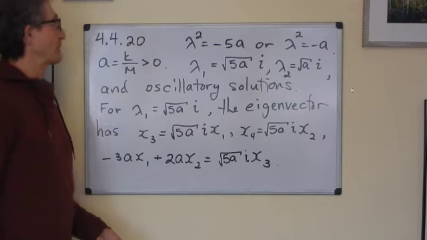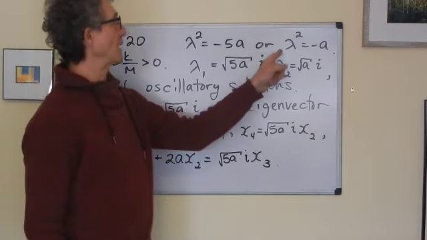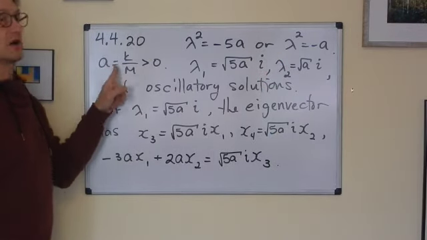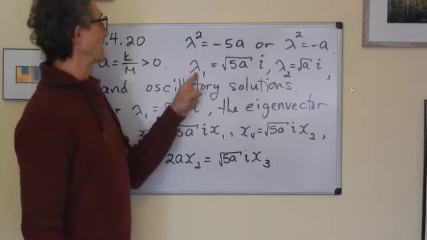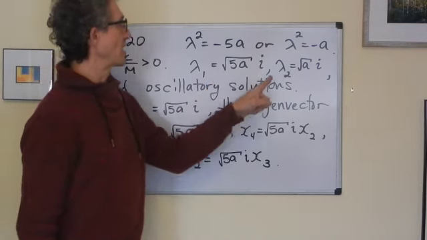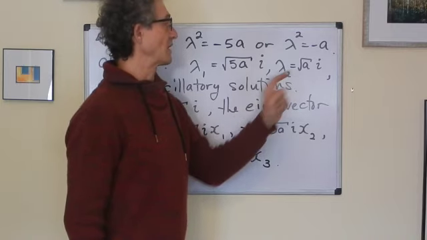Solving the quadratic equation, we get that lambda squared is minus 5a, or lambda squared is equal to minus a. Now remember, a was the spin constant over m, and so that's positive, which means that lambda 1 is either plus or minus the square root of 5a times i, and lambda 2 is either plus or minus the square root of a times i.